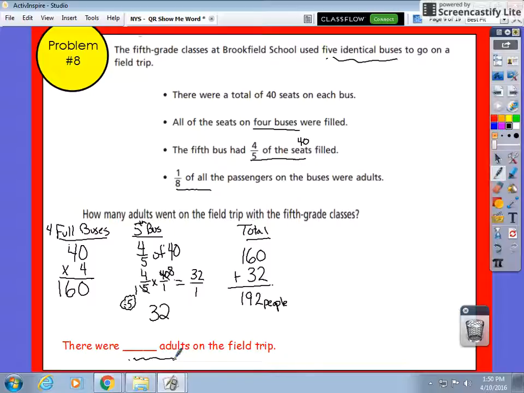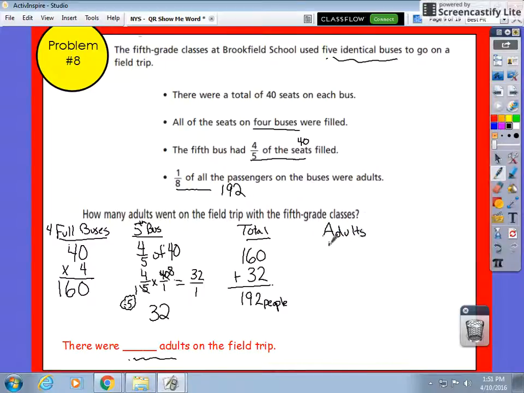So if I put that 192 in my sentence and said there were 192 adults on the field trip, I'd go, what? That doesn't seem right. Again, the sentences help us to know if our answers are reasonable. So now we know that 1/8 of all the passengers on the buses were adults. So we know 1/8 of 192 passengers. Again, we have that word of that's helping us to know that we need to multiply.